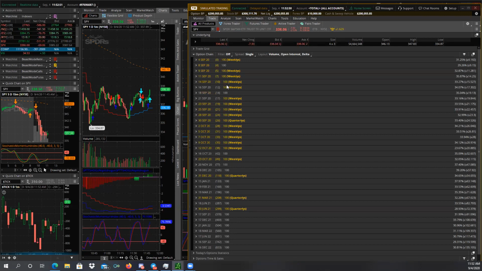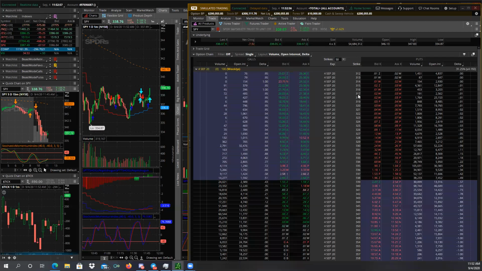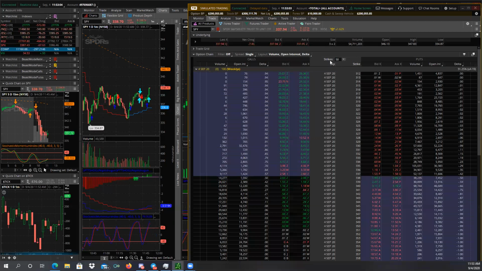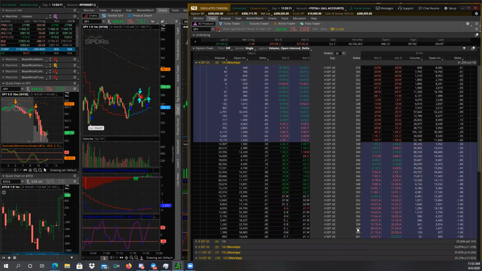So we have different dates here. Knowing that today's the 4th, we're going to dive into the September 4th option chain. It expires today. Here we're going to go over a couple basic things that you should be familiar with on the option side. You see a strike number here, and it goes down to 312, and you can scroll down, and in this example, it goes to 361.